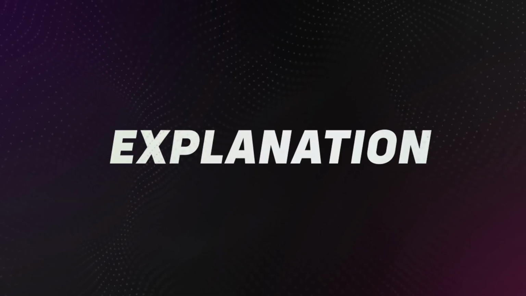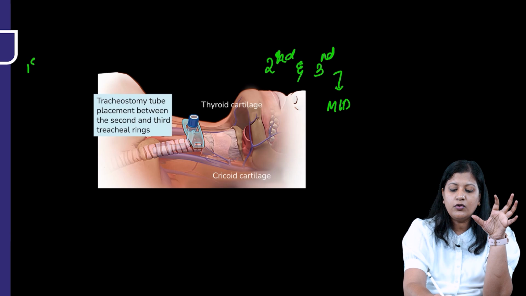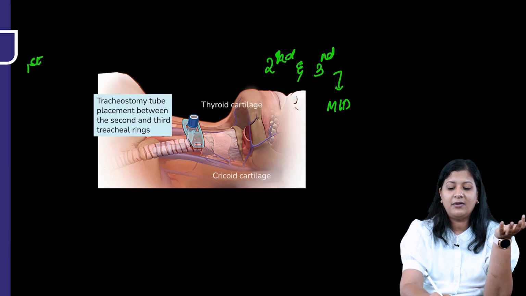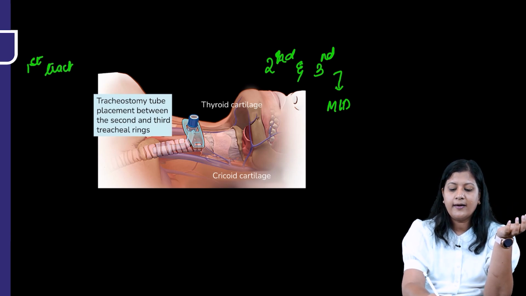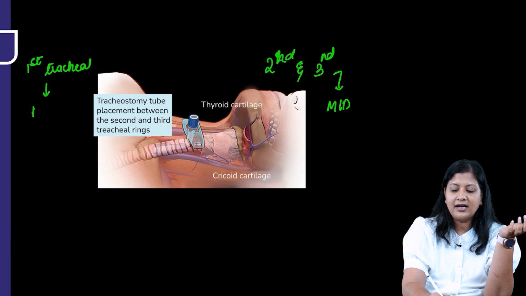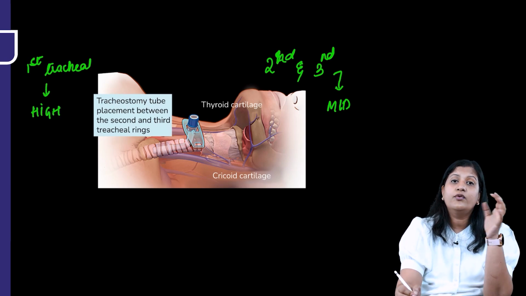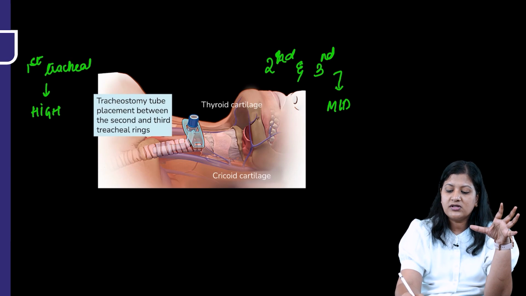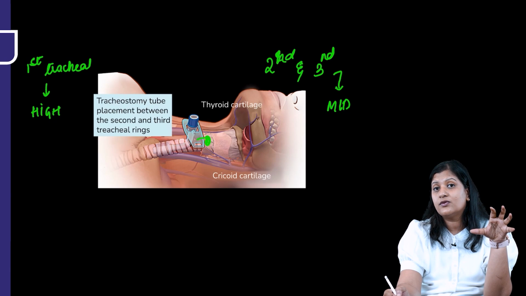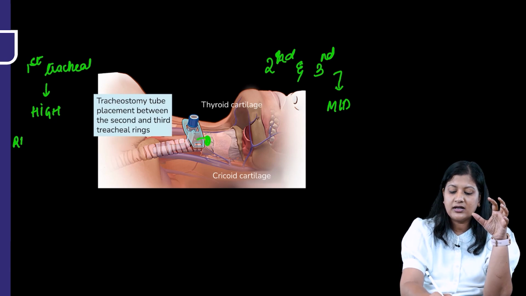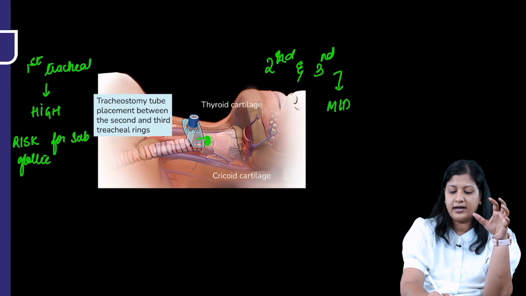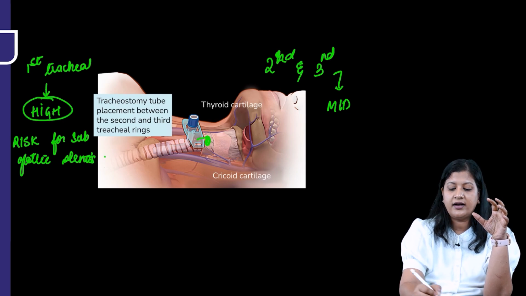Here's the explanation. Mid tracheostomy. So if you do it anywhere above the second, meaning at the first tracheal ring, we call it a high tracheostomy. Now, why do we not want to do a high tracheostomy? Because if you go higher, are we putting the subglottis at risk for stenosis? Yes. So there is a risk of subglottic stenosis, and hence we do not do this commonly. But when do we do this? What is the indication for high tracheostomy?